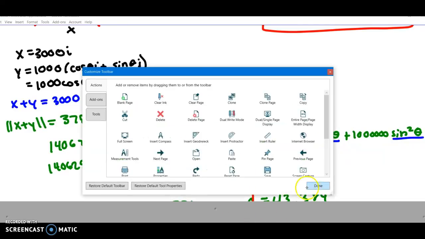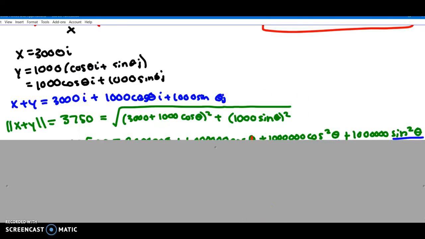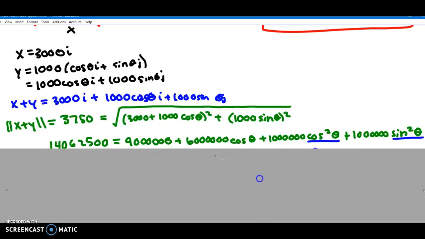Let's get rid of that red line. Oops. Okay, good.